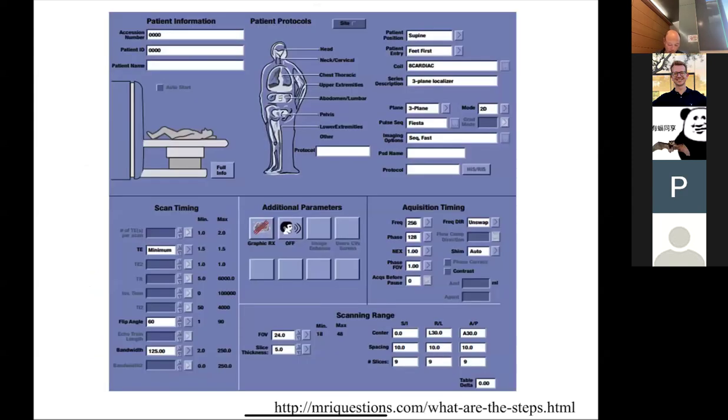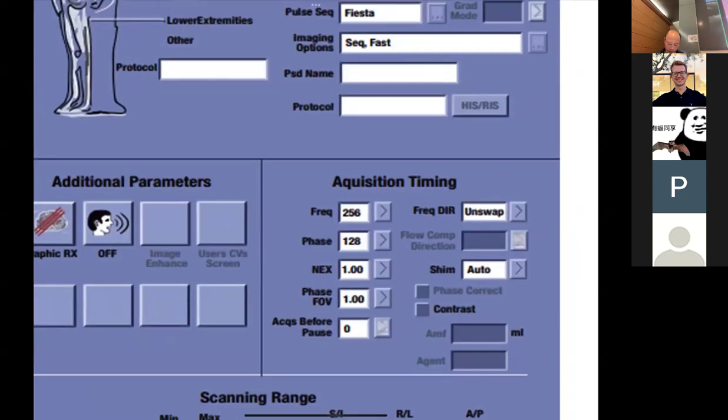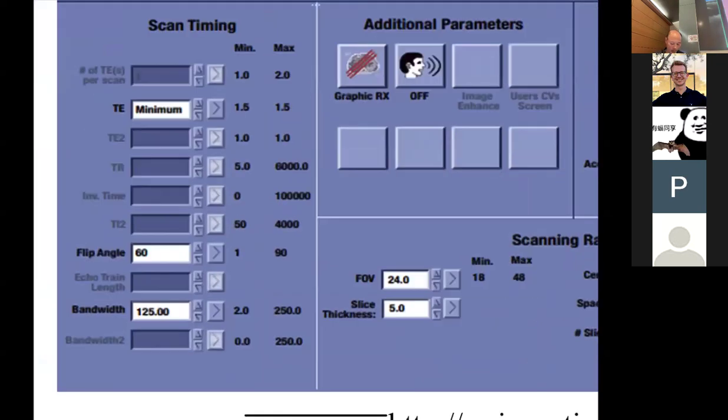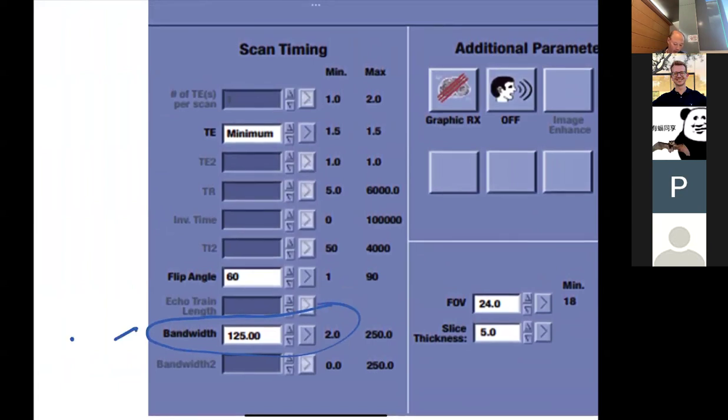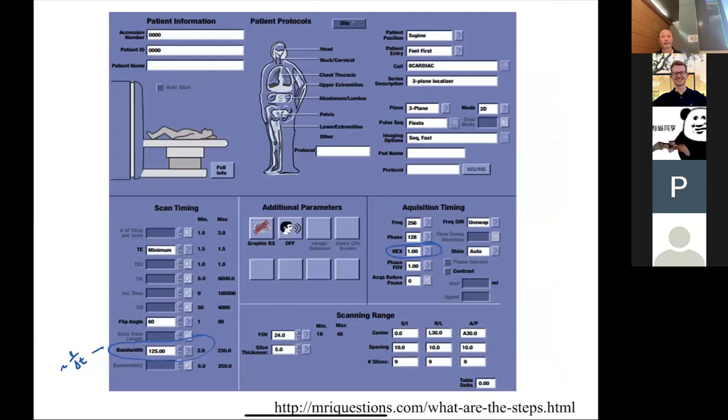Okay, so the first thing we're going to do is identify where this is. The two things we're going to look at are NEX, which here is set to 1. NEX is the number of excitations, essentially how much you average in k-space. The other thing we're going to look at is bandwidth, which is basically 1 over delta t. These are two things that are typically adjustable by the user, and we're going to look at some cases of why you might choose one setting over another.